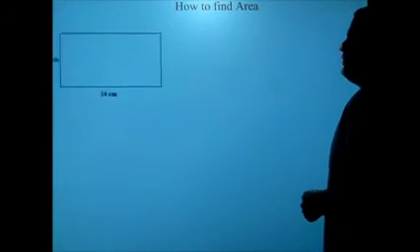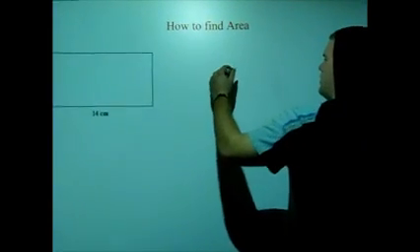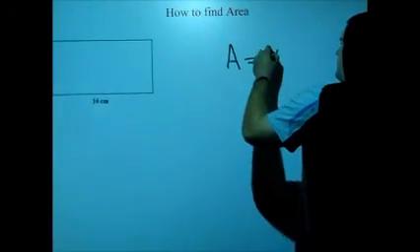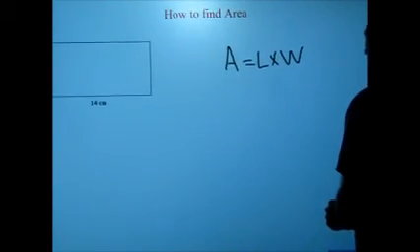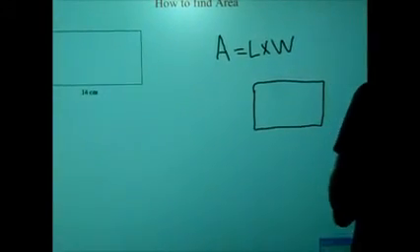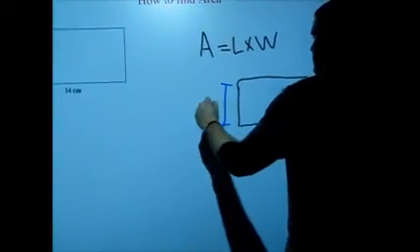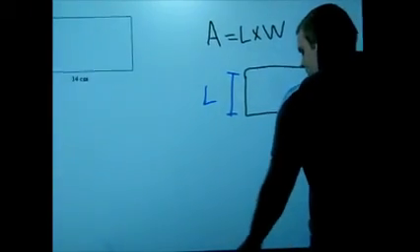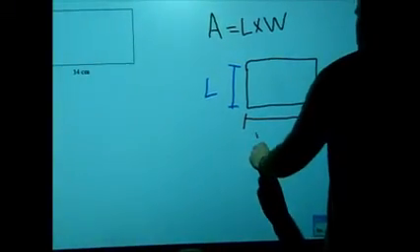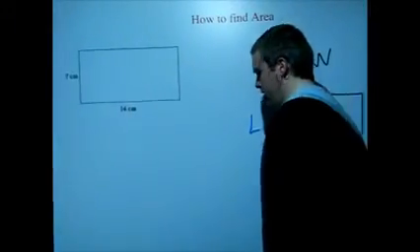The first example we're going to go over today is how to find the area of a rectangle. In order to do that, you need to know this equation. The equation is A is equal to length times width. A quick example of what the length and the width is: the length is equal to this, and the width is equal to this.